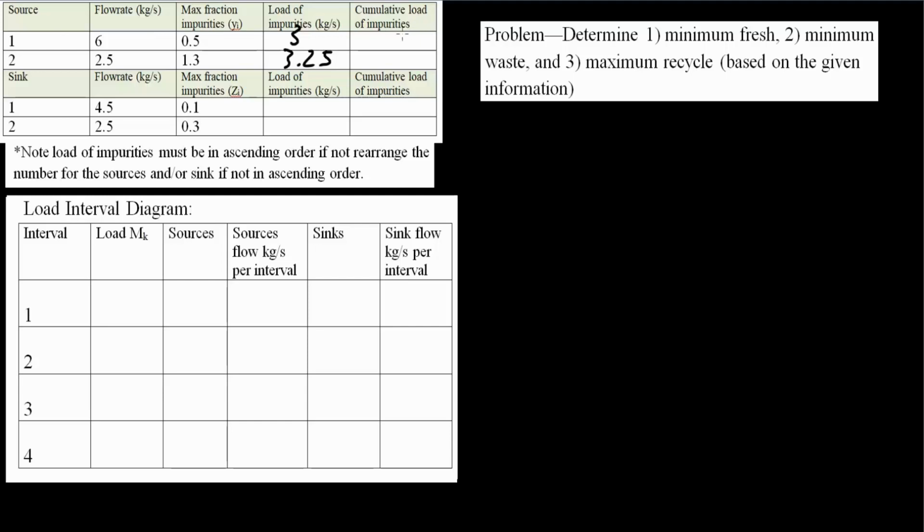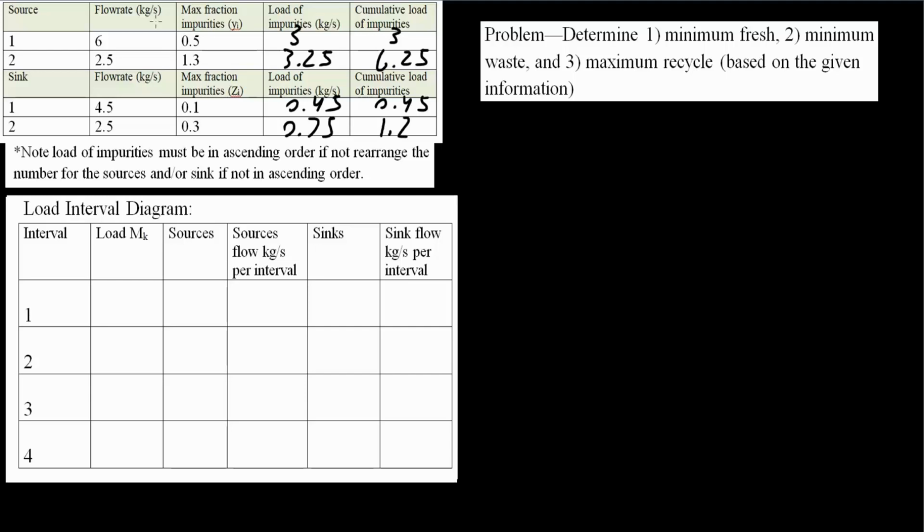So now we'll do our cumulative load. The first one is the same, 3. And it's cumulative, so you say 3 plus 3.25. So you get 6.25. Now we do our sinks. 4.5 times 0.1, we would get 0.45. Likewise, 2.5 times 0.3, and we would get 0.75. Again, we were lucky. It's in ascending order. Had it not been, we would need to rewrite. So let's just do our cumulative. First one's the same, 0.45, and next we add 0.45 plus 0.75, and we would get 1.2.